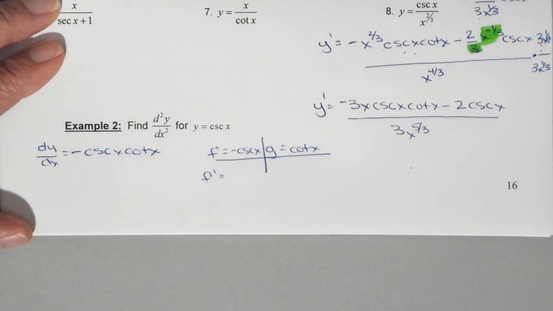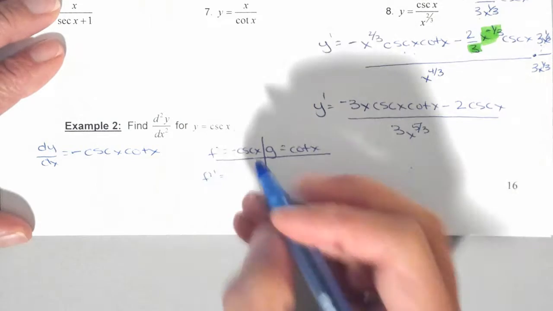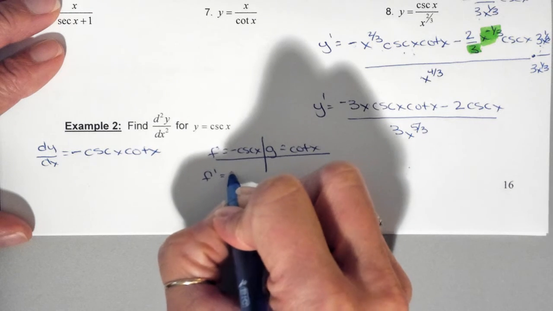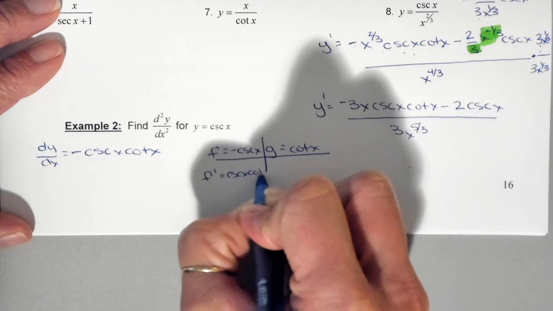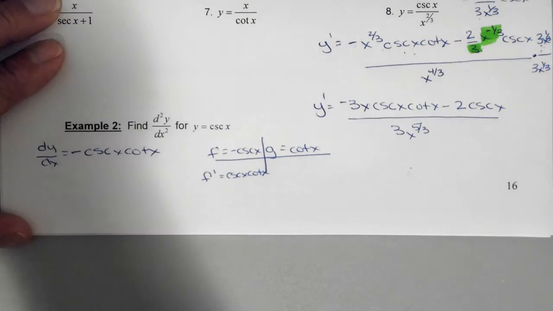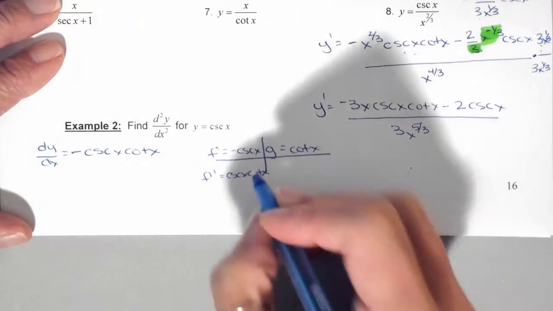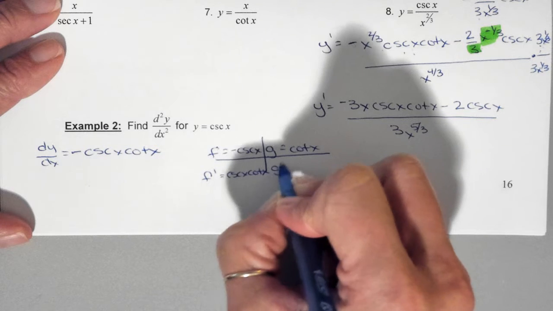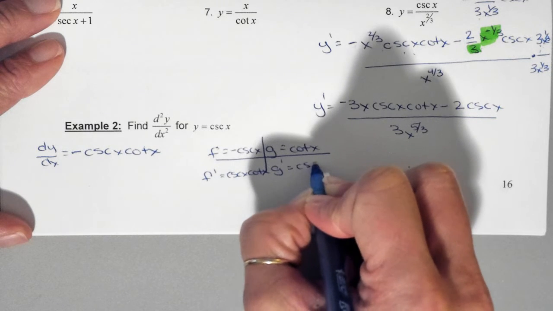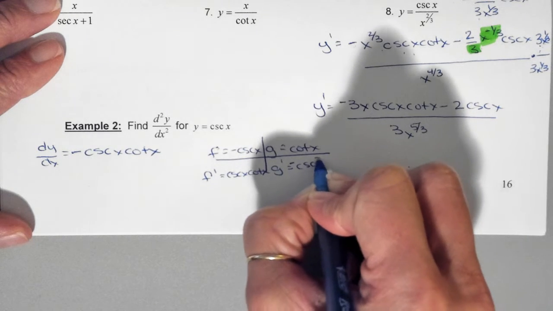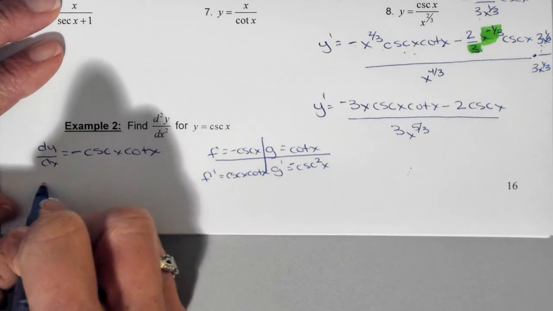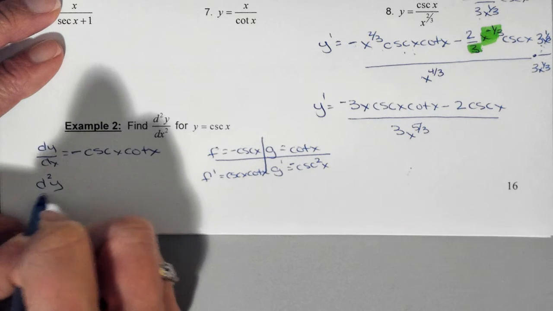The derivative of the cosecant is negative cosecant cotangent. So what's the derivative of the negative cosecant? Positive, right? Same thing, but just positive. So this is cosecant x cotangent x. Okay, and then what's the derivative of the cotangent? Negative cosecant squared? Is that right? Yeah. Negative cosecant squared of x. Okay, so here we have the second derivative.